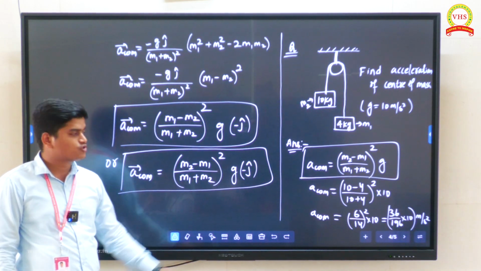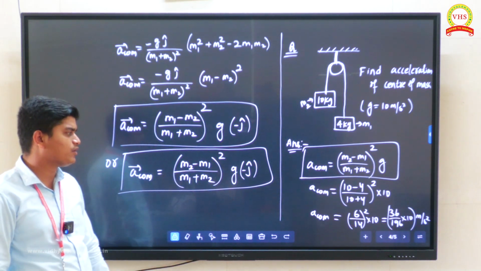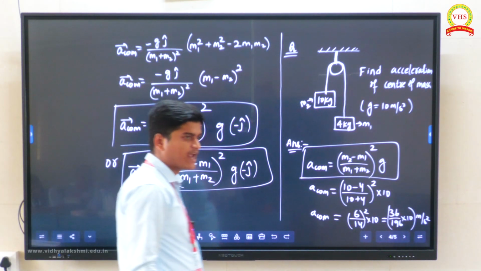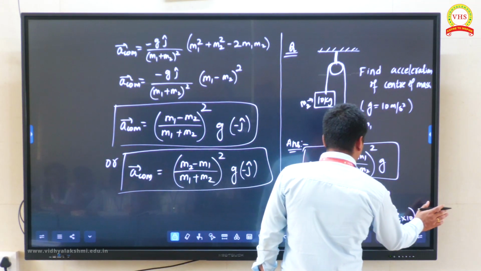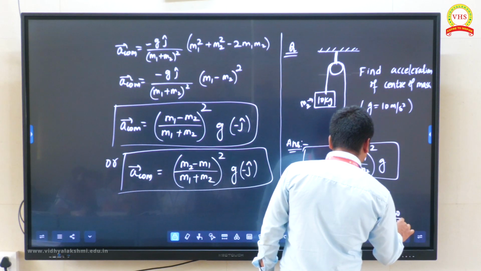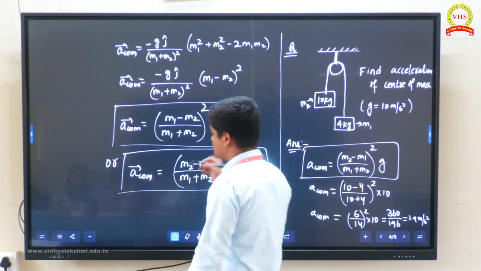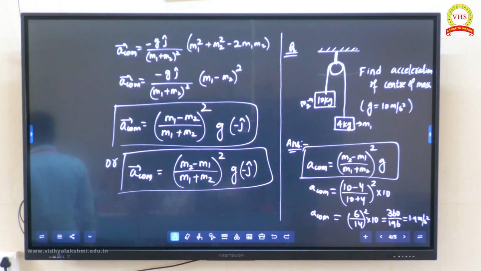Okay, clear? So how much is the answer coming? 360 by 196, which is around 1.9 meter by second square. So this is the way you have to calculate acceleration of center of mass. Clear idea? And what is the direction of center of mass acceleration? Vertically downward. Yes or no? Like this many problems you can do. Clear?